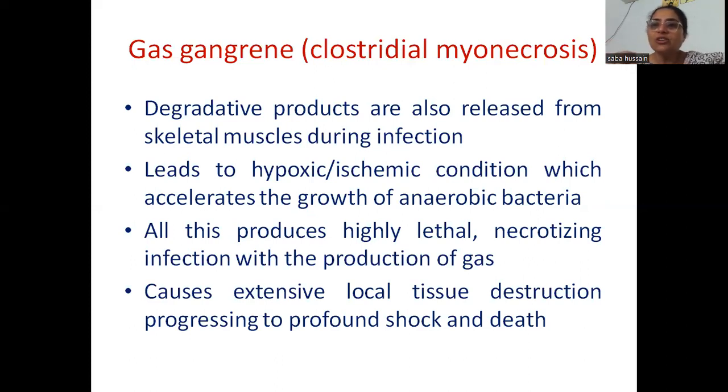So what will it lead to? It will lead to low levels of oxygen, and with low levels of oxygen this bacteria is very happy because this is an anaerobic bacteria and it gets the chance to multiply. And when it is multiplying, its toxins are highly lethal. It is causing necrotizing infection with the production of gas. Gas is also produced while this bacteria multiplies. So this causes extensive tissue damage where it is multiplying, leading to profound shock and even death.